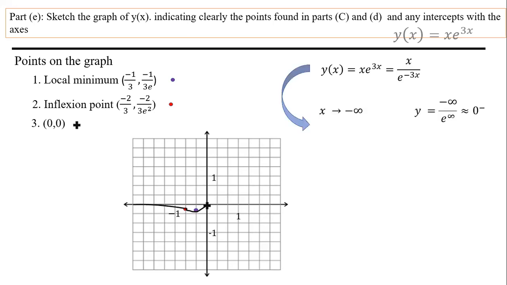At minus infinity, y goes to 0. And at positive infinity, y goes to infinity. And as I said, our curve passes through the point 0, 0. So now we can draw our graph like this.